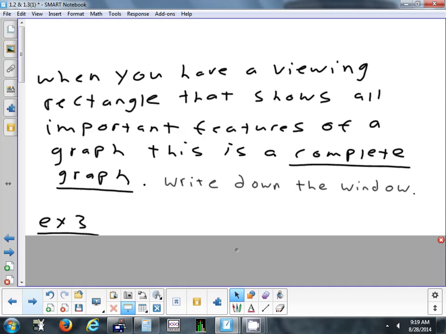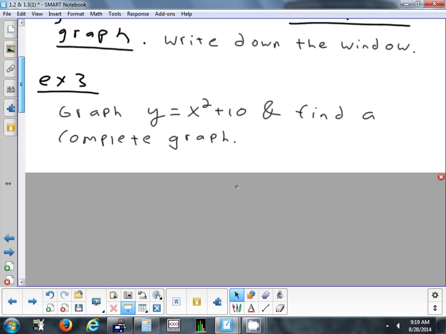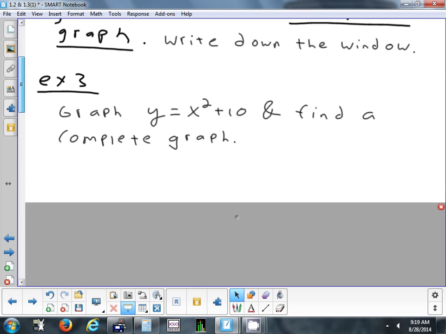Anybody have any question on what I mean by a complete graph? So all you'd have to do is write down your window. Tell me x min and max. Tell me y min and max. All right, let's try it here. It says to graph y equals x squared plus 10 and find a complete graph.